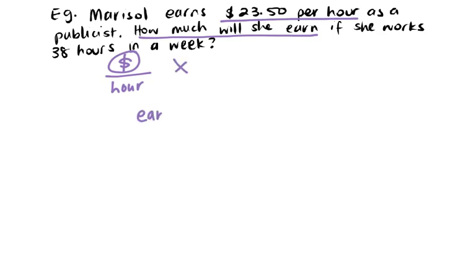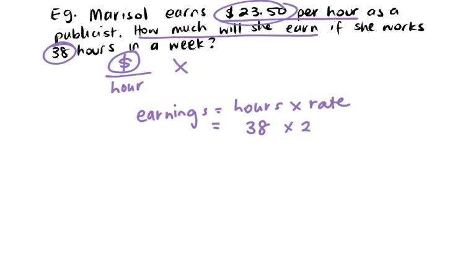So if I want to know her earnings, I'm going to multiply hours that she's working by the rate. So the hours in the question is 38 and the rate is $23.50. So if I multiply both of these numbers, it's $893. So Marisol will earn $893 if she works 38 hours in a week.